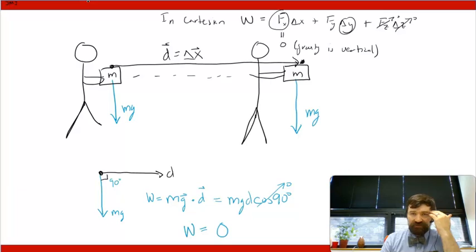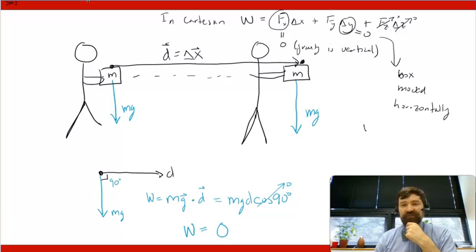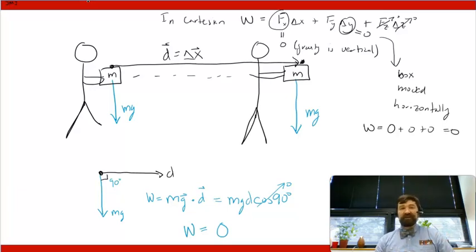The delta y term also equals 0. Box moved horizontally. And that means that both of these terms must be 0. So my work in this case is 0 plus 0 plus 0 equals 0. So in the Cartesian case, I again get 0 work done. Okay, now like I said, we'll do an example with maybe some numbers.